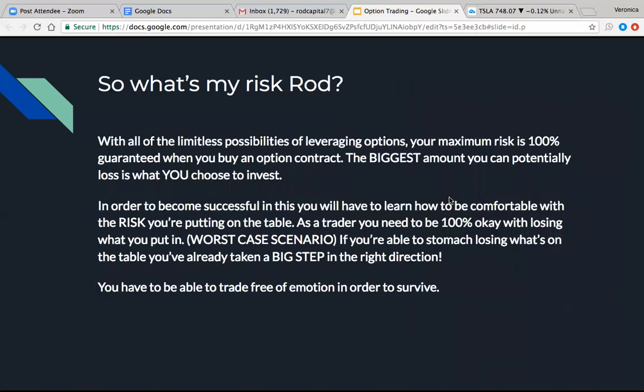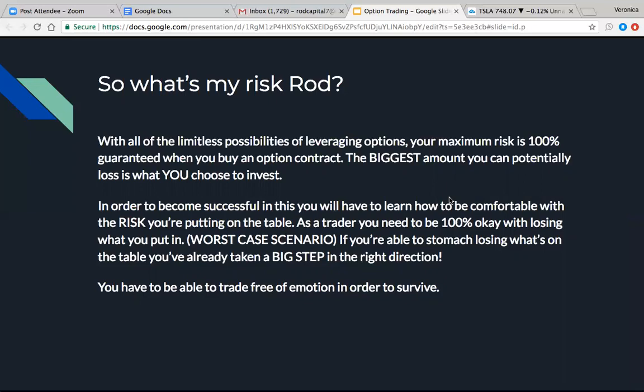So what's my risk, Rod? With all the limitless possibilities of leveraging options, your maximum risk is 100% guaranteed when you buy an option contract. The biggest amount you could potentially lose is what you choose to invest.